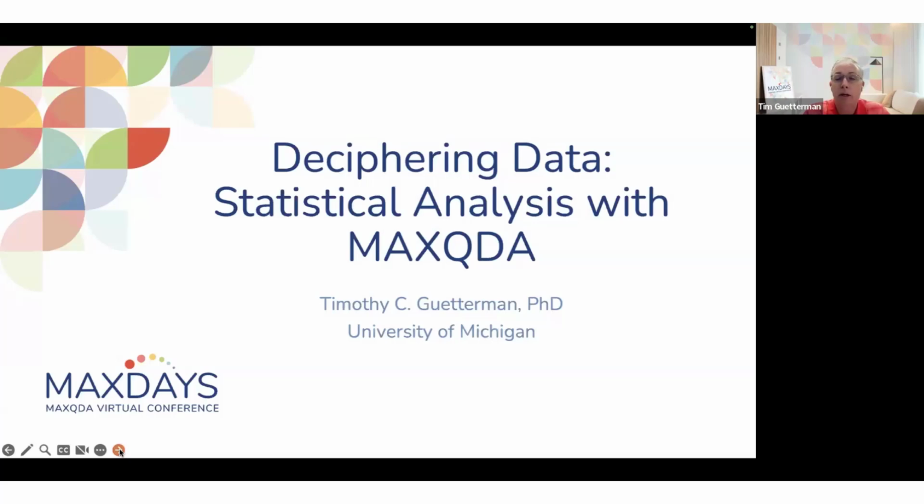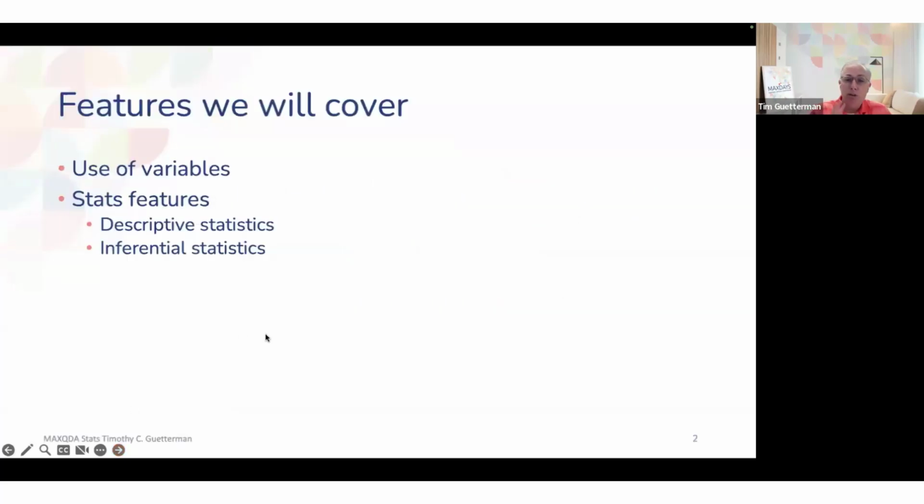So some of the major features we will cover are the use of variables and then moving on to the stats features. And the reason I'm starting with use of variables is because you can launch your statistical analysis from variables that are in MAXQDA and attach to things like documents, say transcripts, for instance. So we'll start with that.